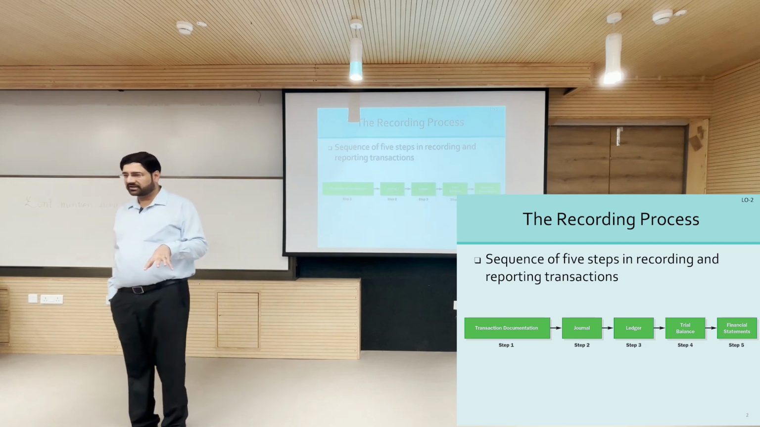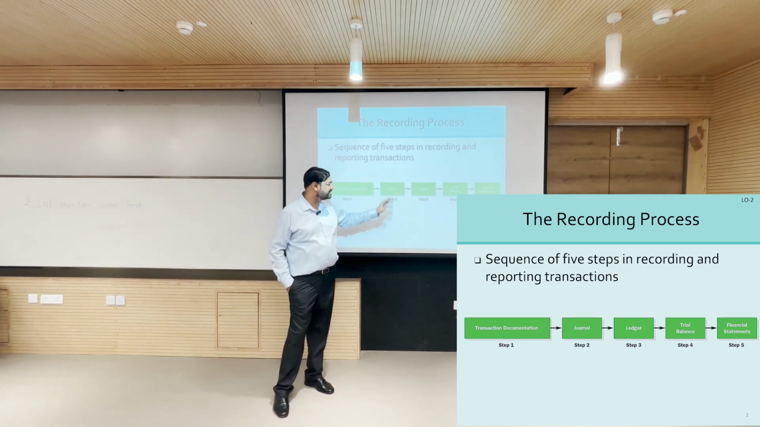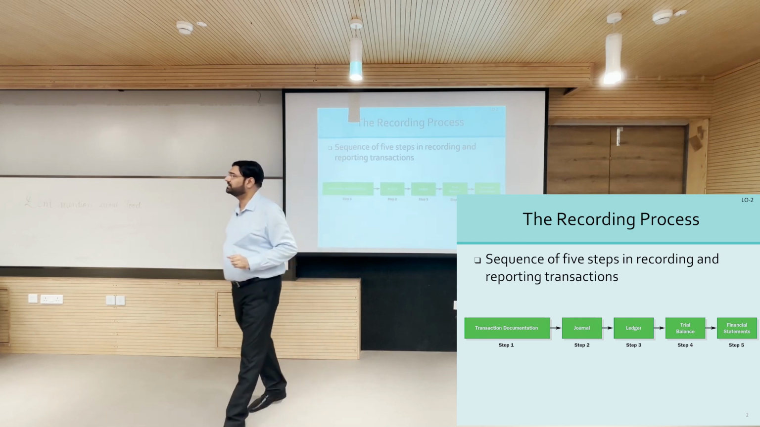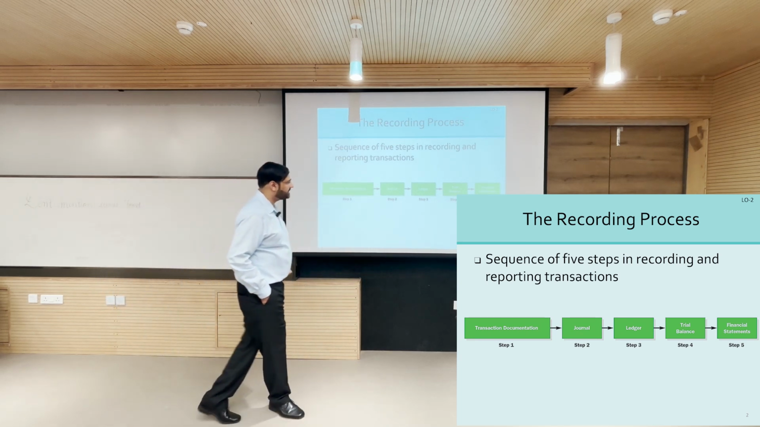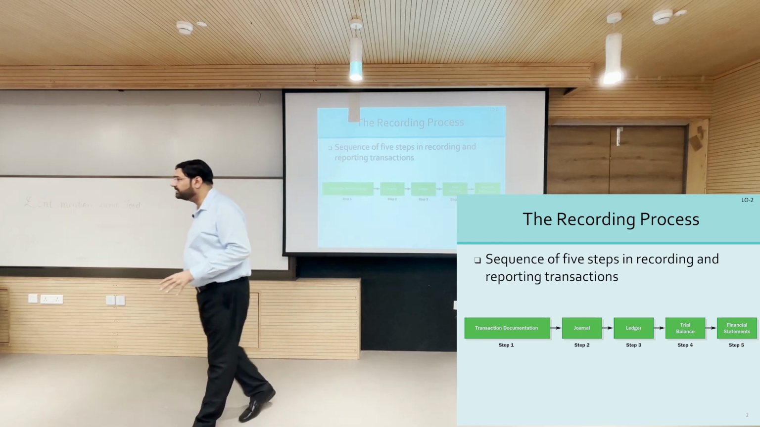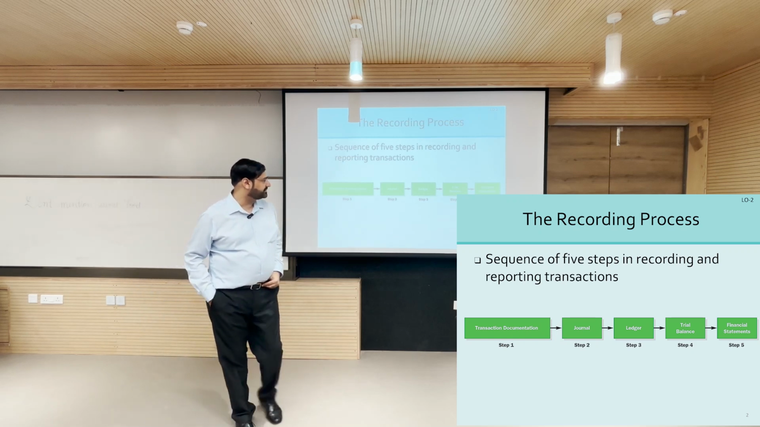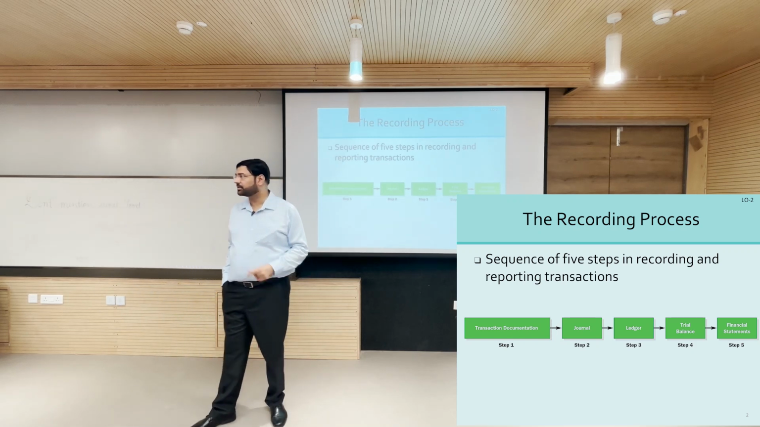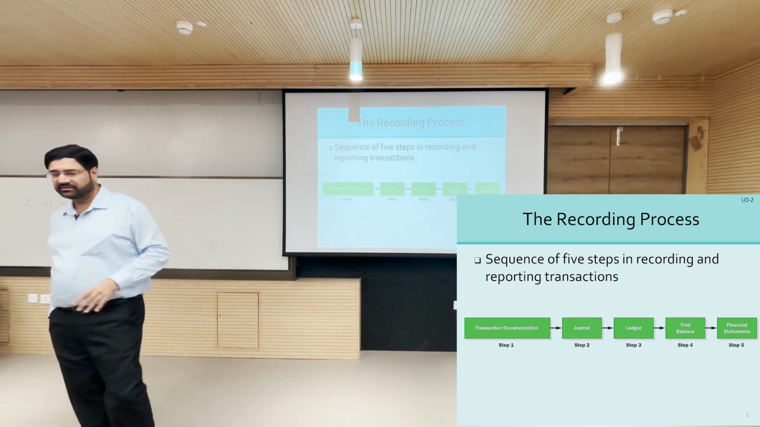we will see what are journal entries. Once we pass the journal entry, in the third step we prepare the ledger accounts. After preparing the ledger accounts, we prepare the trial balance. We will see what it is, and finally we prepare the financial statements. What are the financial statements? Profit and loss account, balance sheet, and cash flow statement, right.